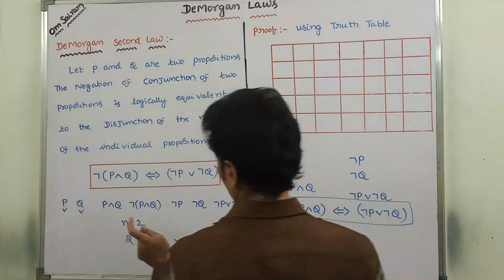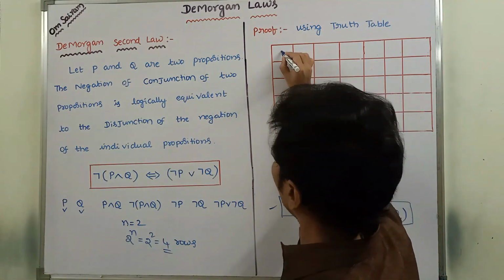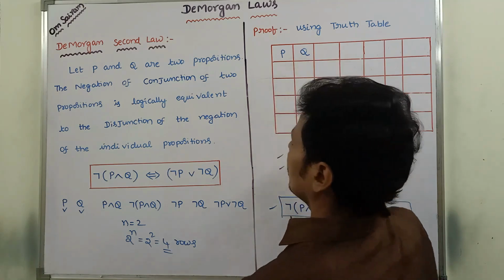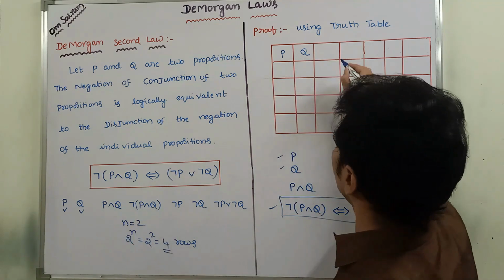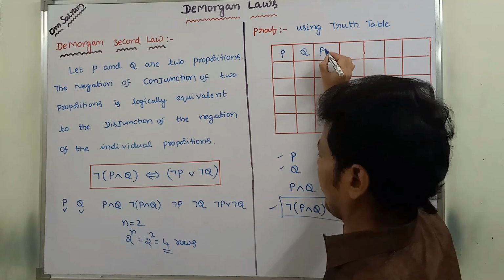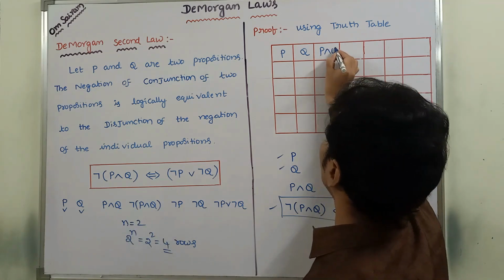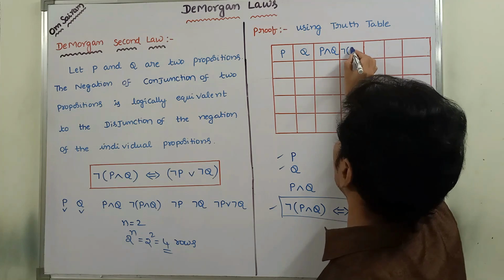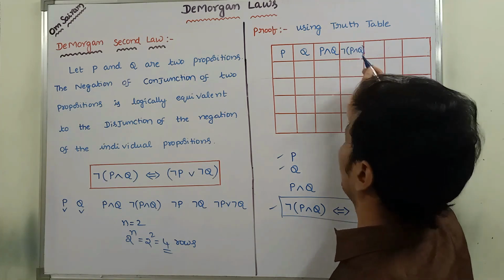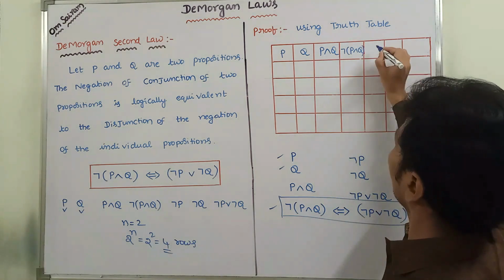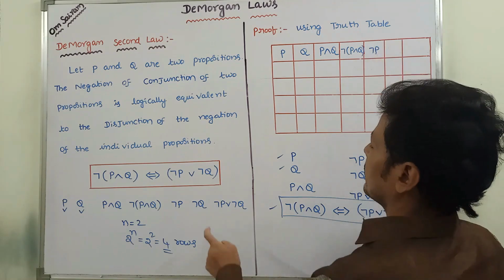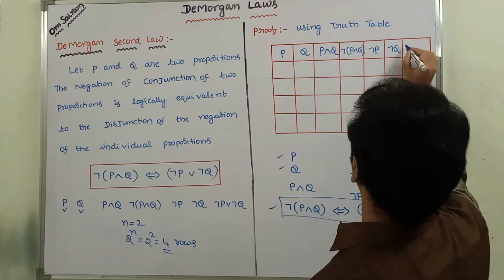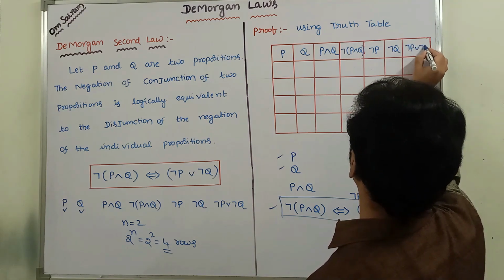Now, the first column contains proposition P. The second column contains proposition Q. The third column contains the disjunction of P and Q, and the conjunction of P and Q. The fourth column contains the negation of the conjunction of P and Q. The fifth column contains negation P. The sixth column contains negation Q. The seventh column contains negation P or negation Q.